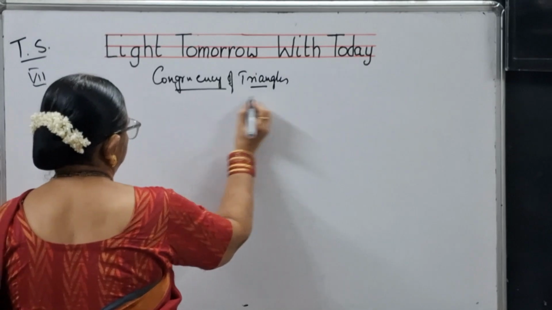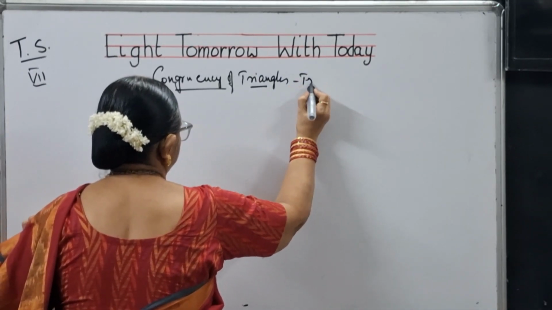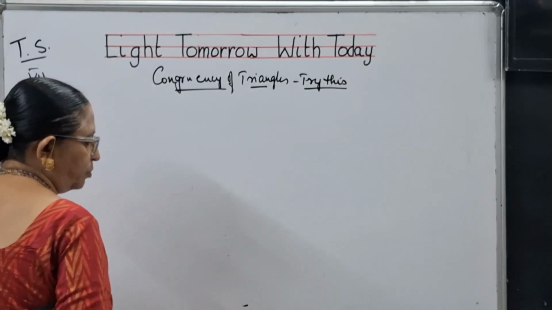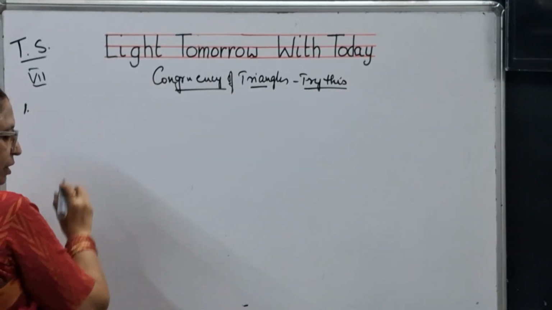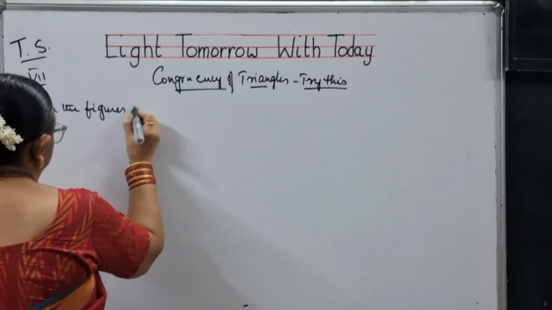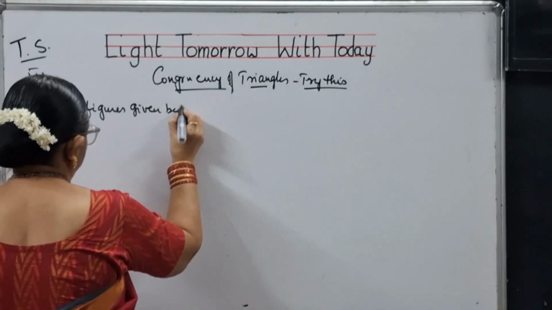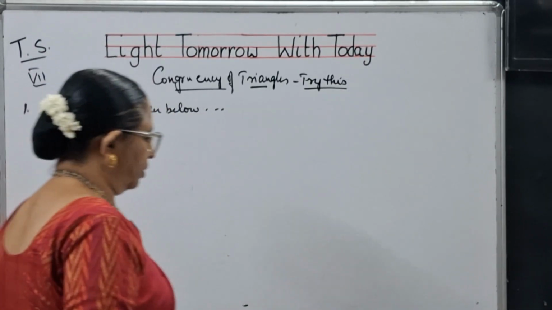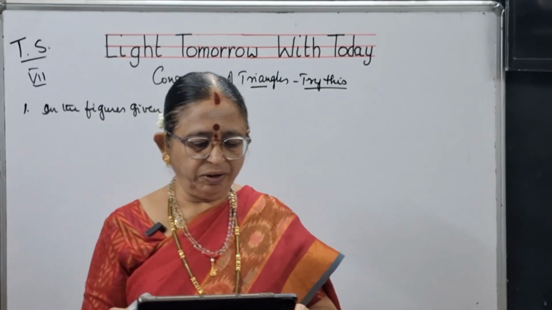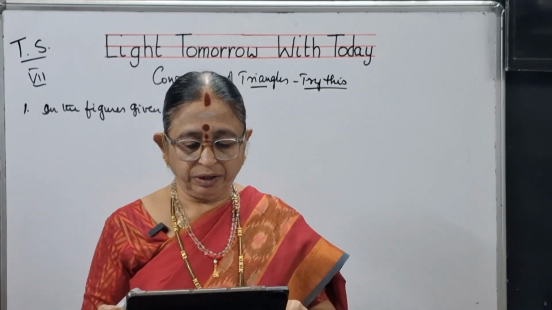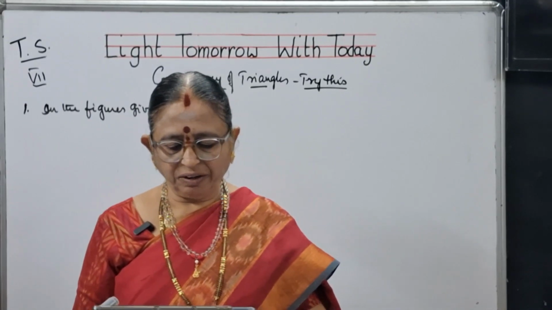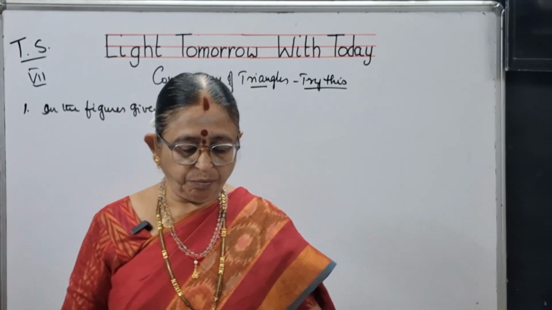Now let us try these problems. In the figures given below, measures of some parts of triangles are given. By applying RHS congruence rule, state which of the pairs of triangles are congruent, in case of congruent triangles, write the result in symbolic form.